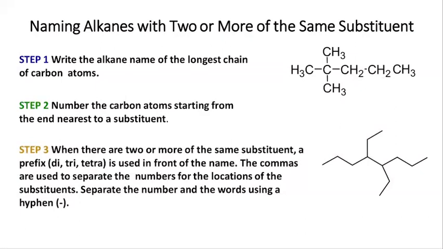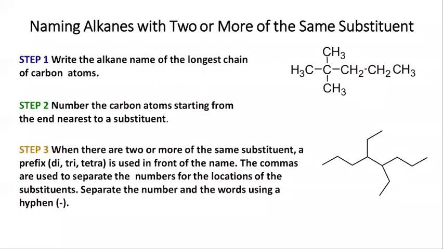Then you can see that rule number two is very similar to what we did when we had only one substituent. We're going to number the carbon atoms starting from the end that is nearest to a substituent. Now, when we have multiple substituents that are the same, we're going to give in front of the name of the substituent the prefix di, tri, tetra. Again, di is for 2, tri is for 3, tetra is for 4, and then if you have 5, it's penta, 6, hexa, so on and so forth. We're going to give that in front of the name of that substituent.